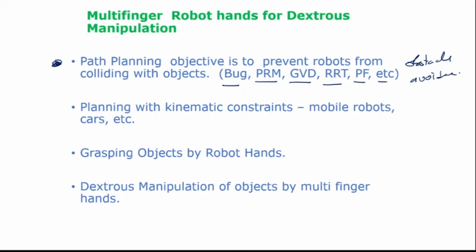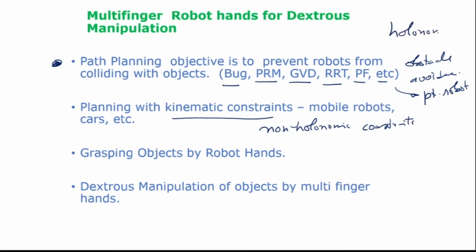Okay, it was obstacle avoidance. Here we made the assumption that it was a point robot and it could move in any direction. Then we talked about planning with kinematic constraints. In the case of mobile robots, cars, there were non-holonomic constraints. Here the constraint is holonomic. This also has constraints, but they are holonomic constraints. Here it is non-holonomic constraints.